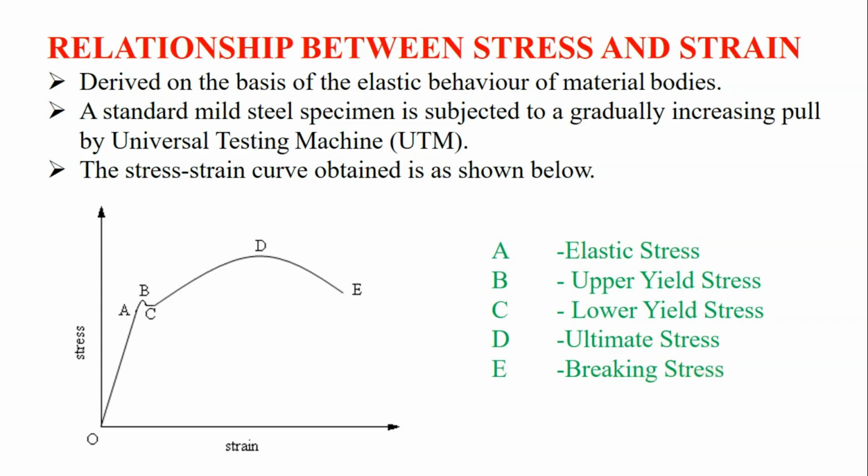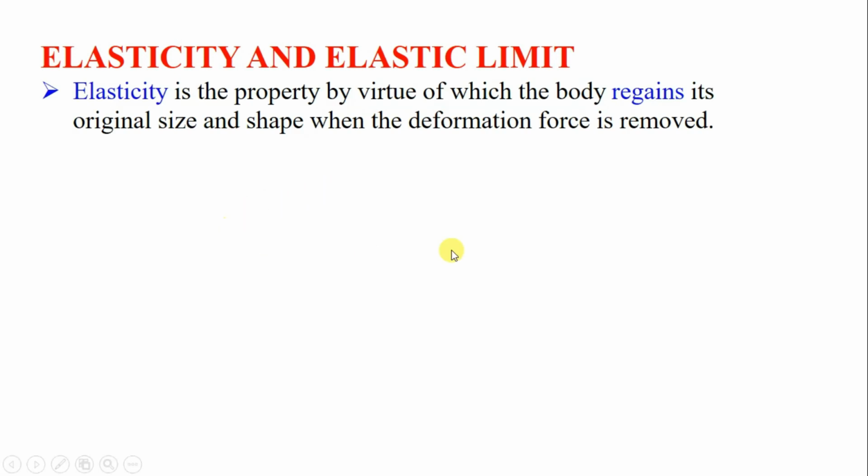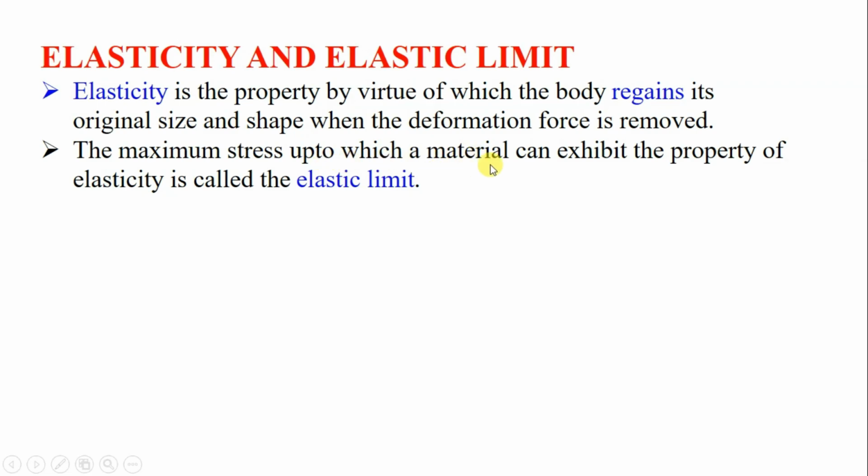Now let us see what is elasticity and elastic limit. Elasticity is defined as the property by virtue of which the body regains its original size and shape when the deformation force is removed. That is, the actual size will be there and there is no loss. So the maximum stress up to which the material can exhibit this property of elasticity is called the elastic limit. In the previous diagram I showed you A is your elastic limit.